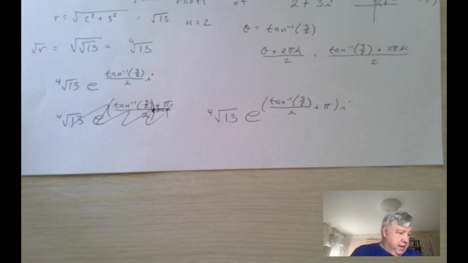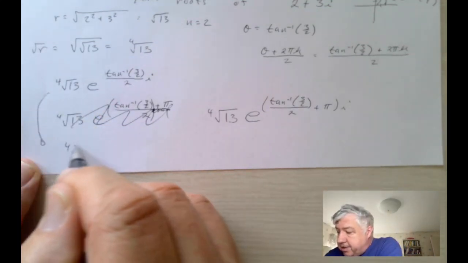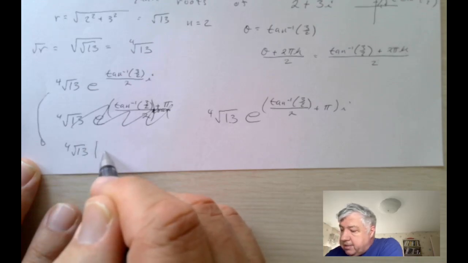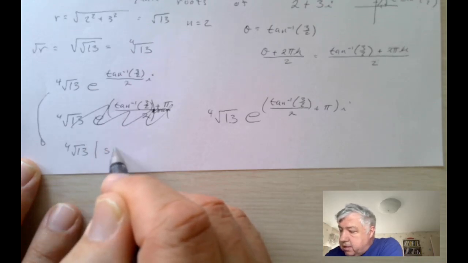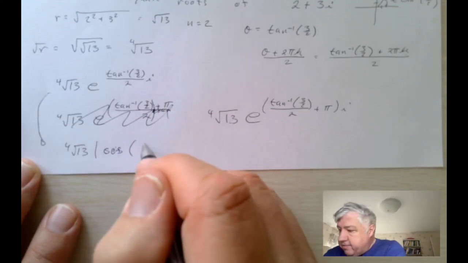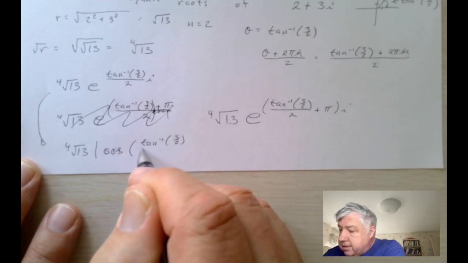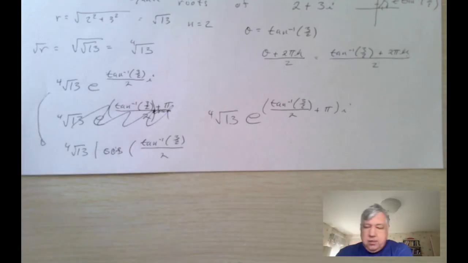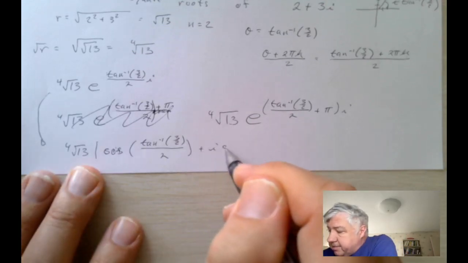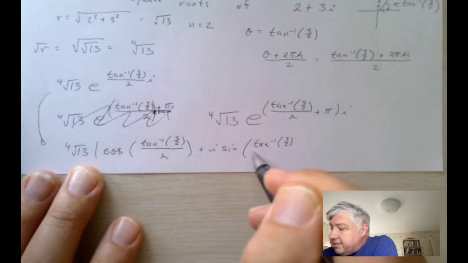All right, and then if you wanted to find the first solution, this would be the 4th root of 13 times the cosine of the inverse tangent of 3 halves divided by 2, plus i times the sine of the inverse tangent of 3 halves over 2.